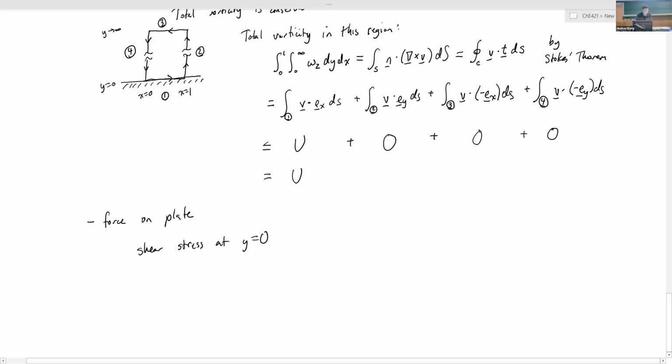at y equals 0. That is just tau yx. And you can calculate that using Newton's law of viscosity. There's another term in here, plus dvy dx, but there's no vy, so we don't need to worry about that, right?